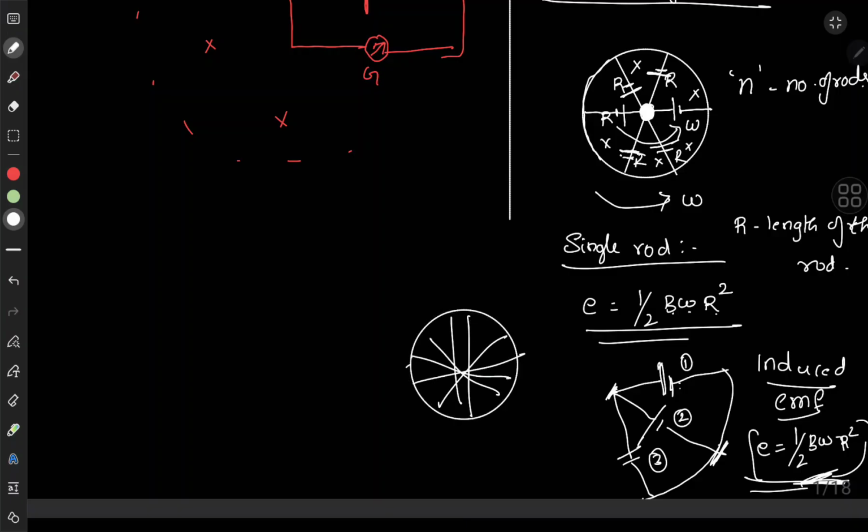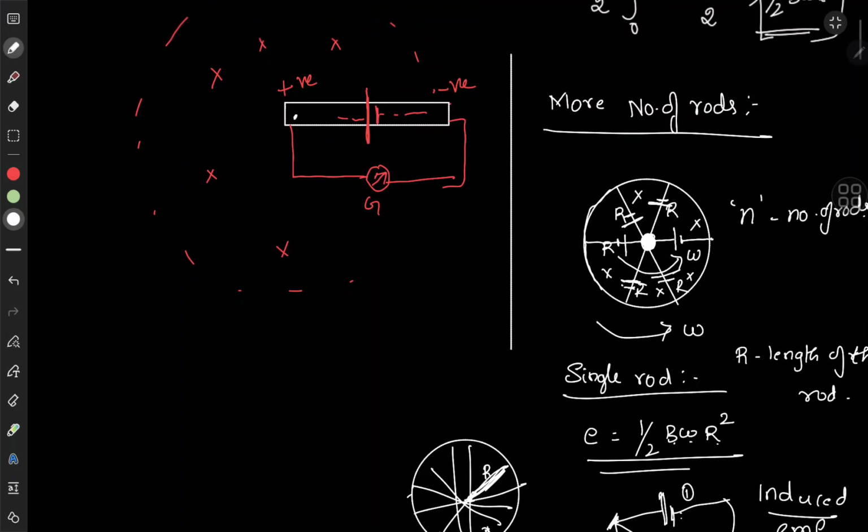So if they ask the question, what is the induced EMF in A, where a number n of spokes are also there, you have to write that it is going to be E equal to half into B omega R square, where B is the magnetic field acting, omega is the angular velocity, and R is the radius of the spoke. Okay, so this you have to consider. This is going to be the induced EMF.